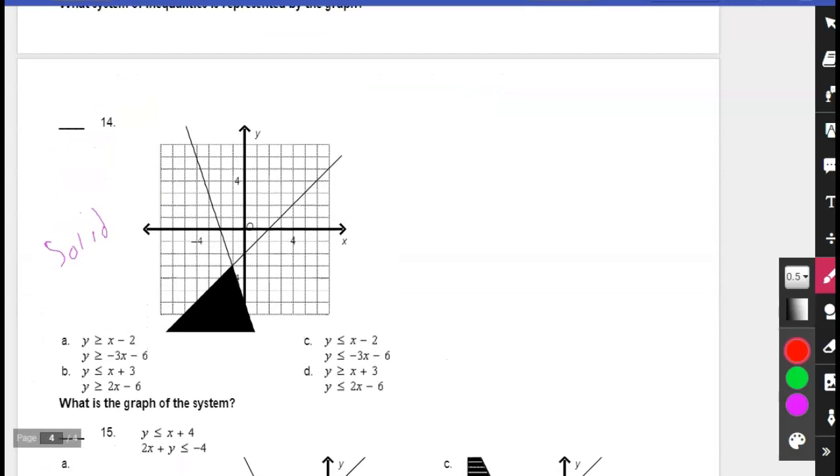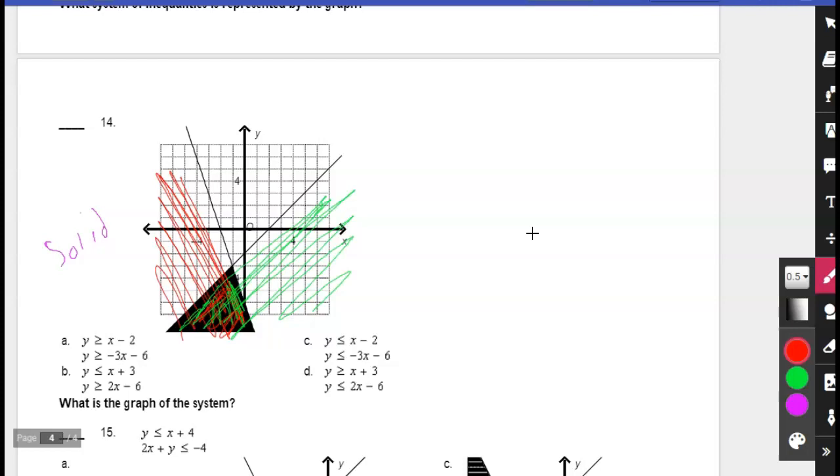These ones are a little tricky. If I would have been graphing these for you guys, this would be all red. And then this one's all green. And then they only shade that one area. Okay. So that's how our test generator spits them out.